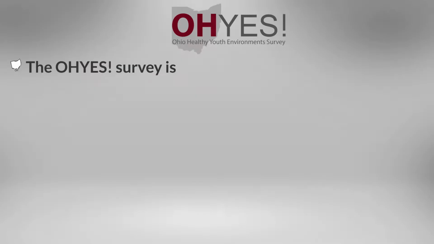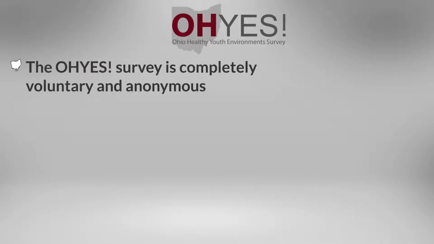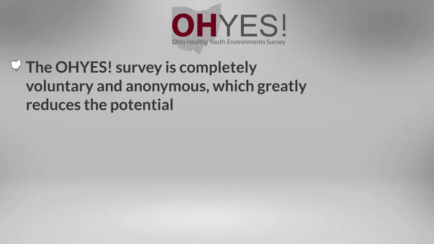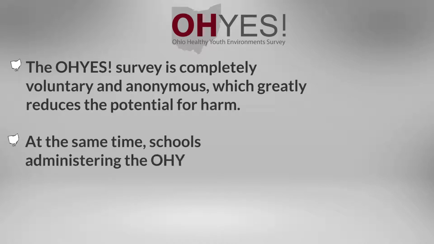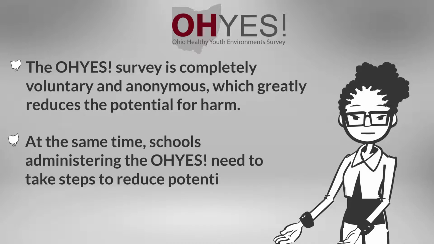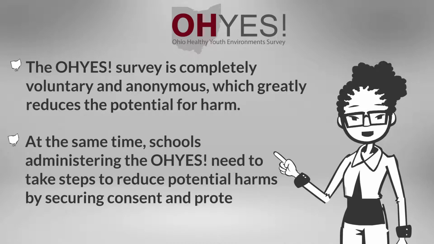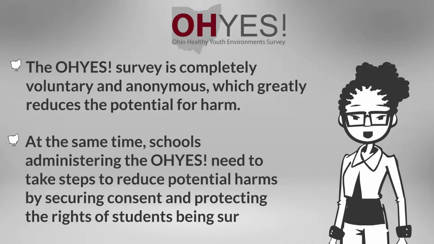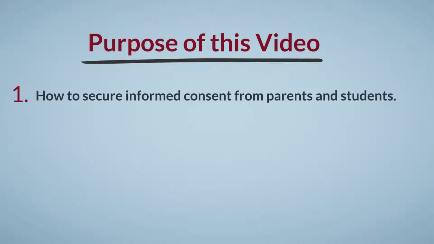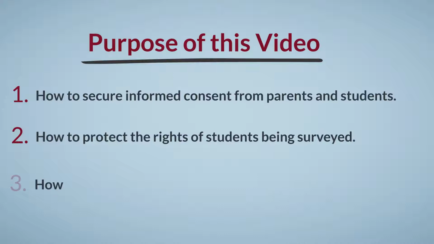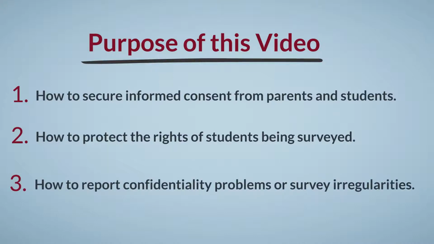The OHYES survey is completely voluntary and anonymous, which greatly reduces the potential for harm. At the same time, schools administering the OHYES need to take steps to reduce potential harms by securing consent and protecting the rights of students being surveyed. In this video, you will learn how to secure informed consent from parents and students, how to protect the rights of students being surveyed, and how to report confidentiality problems or survey irregularities.